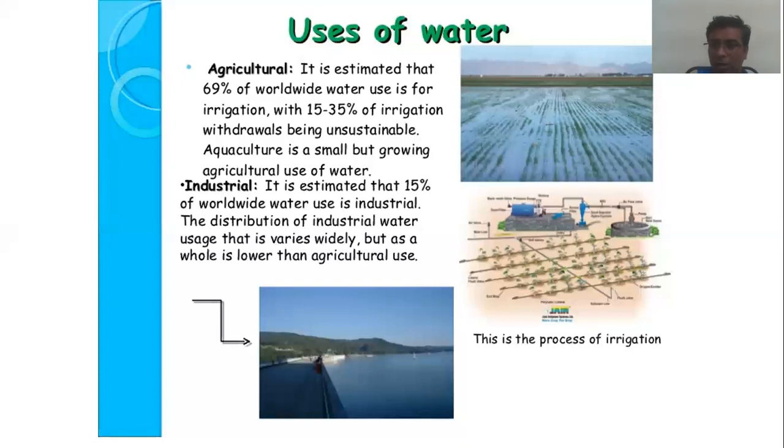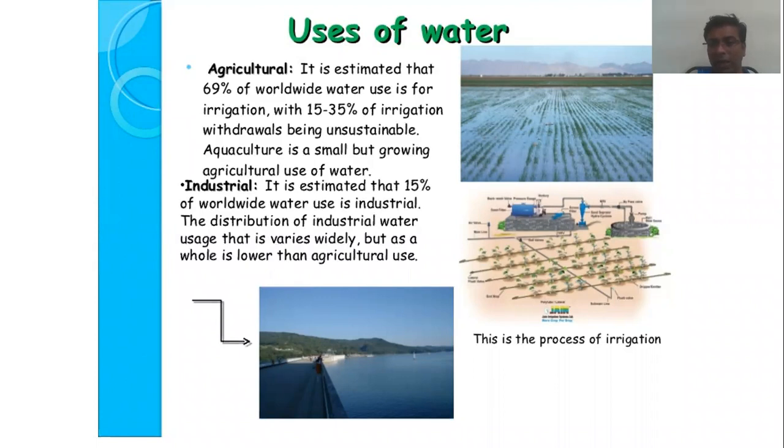Another one is non-consumptive use. In the consumptive use, the major percentage of water is utilized for agricultural crop development. Nearly 67% of the world's water is used only for irrigation purposes. And the remaining, nearly 15 to 20% of water, is used for industrial activities.